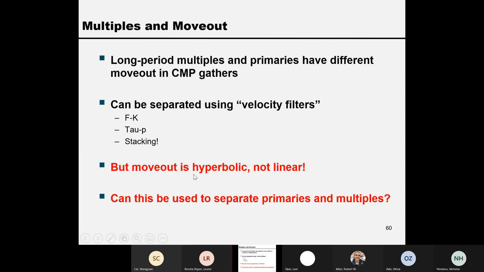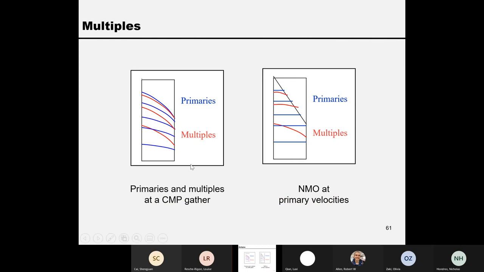After NMO, this hyperbolic becomes parabolic. That's where the name parabolic Radon transform came from. The red curves are multiples, and the blue curves, the primaries, are quite close to each other, right? After NMO, the primaries become flat, and the multiples, mathematically, you can prove, were hyperbolic, but now after NMO become parabolic, right?